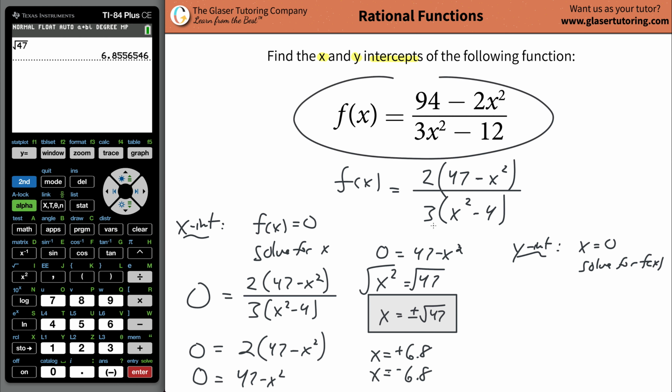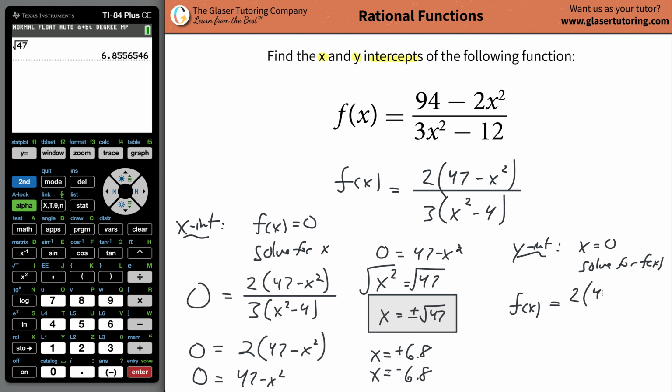So take this function. Well, you could take this one that's fully factored. It doesn't really make a difference. Everywhere you see x now, plug in a 0 for it. So it's going to be 2 times 47 minus 0 squared, all over 3 times 0 squared minus 4. Now just simplify it. This whole thing works out to be 47 in the middle, which is basically 94, divided by 3 times the negative 4, which is just negative 12.